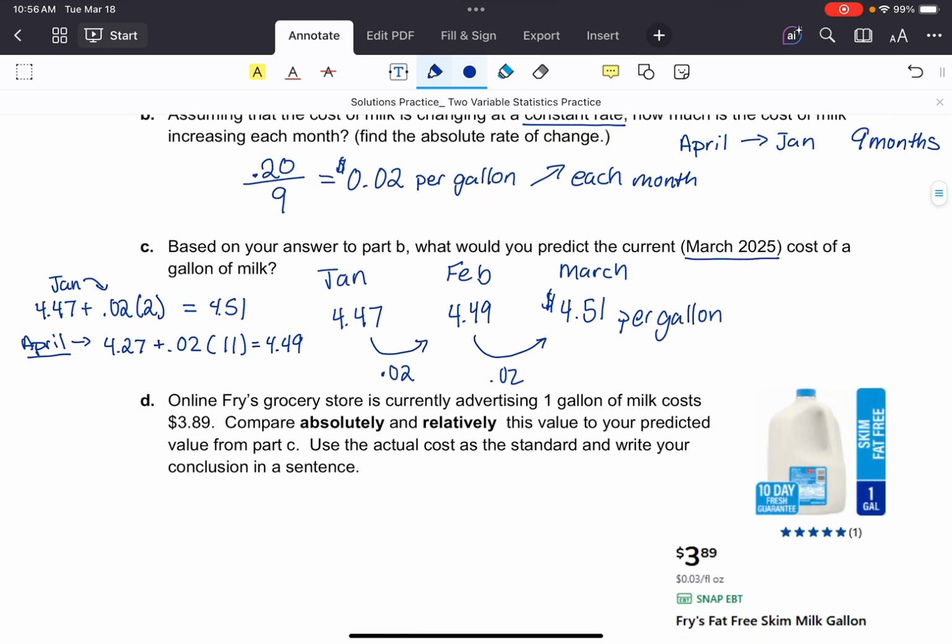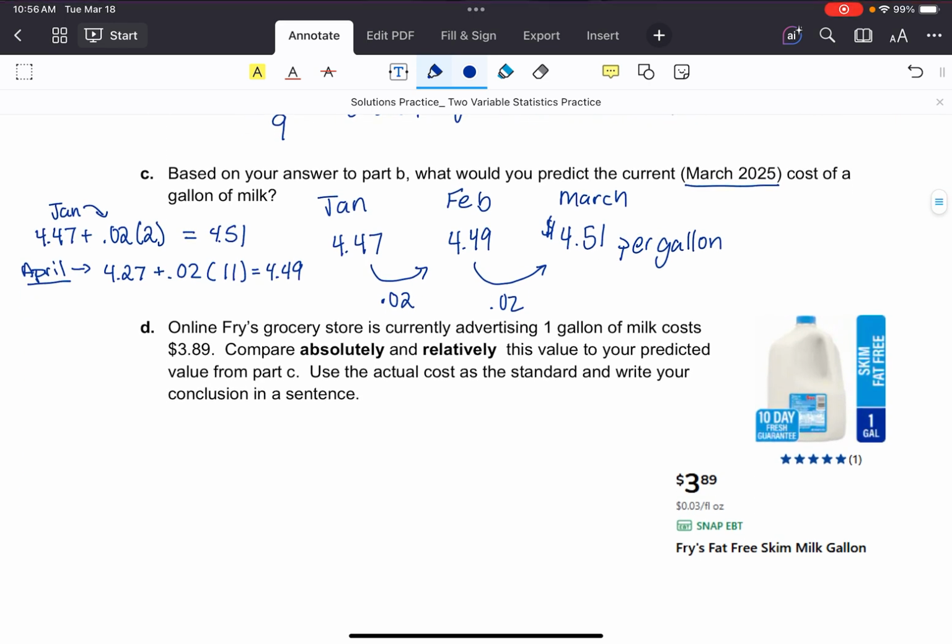Now, our last question here is a definite throwback to Unit 1, because I'm asking you to compare absolutely and in relative terms the actual cost of a gallon of milk right now in March versus my predicted. And my prediction is way off, because check it out. My predicted value was $4.51 and the actual cost was $3.89. So we're going to compare it both absolutely and relatively.